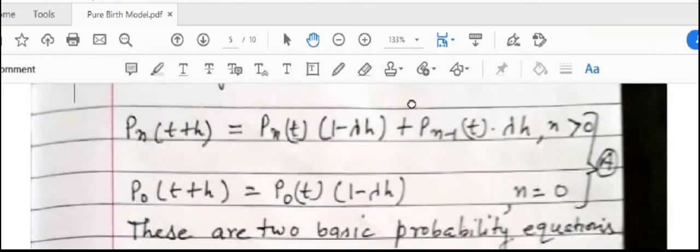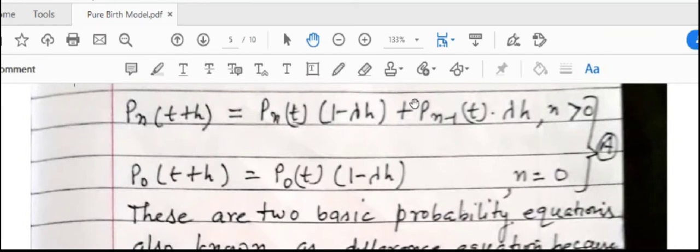Now, another case is when n is equal to 0. N equal to 0 means it has only this part. So P0(t+h) = P0(t)(1 - λh). Only zero customers, no arrival, means there is no customer in the system. N equal to 0 means there is no customer in the system. So n is greater than 0 and n is equal to 0; this is the beginning and this is ahead of it.